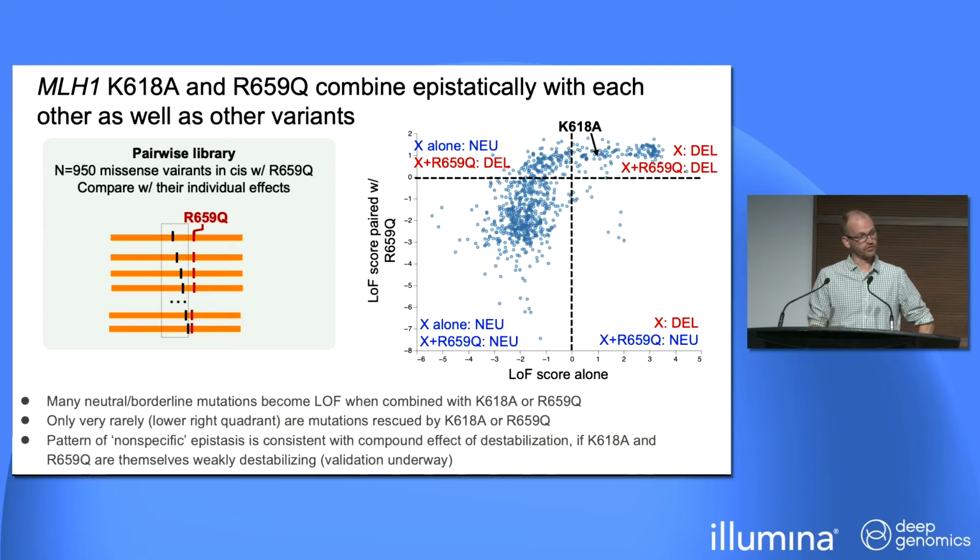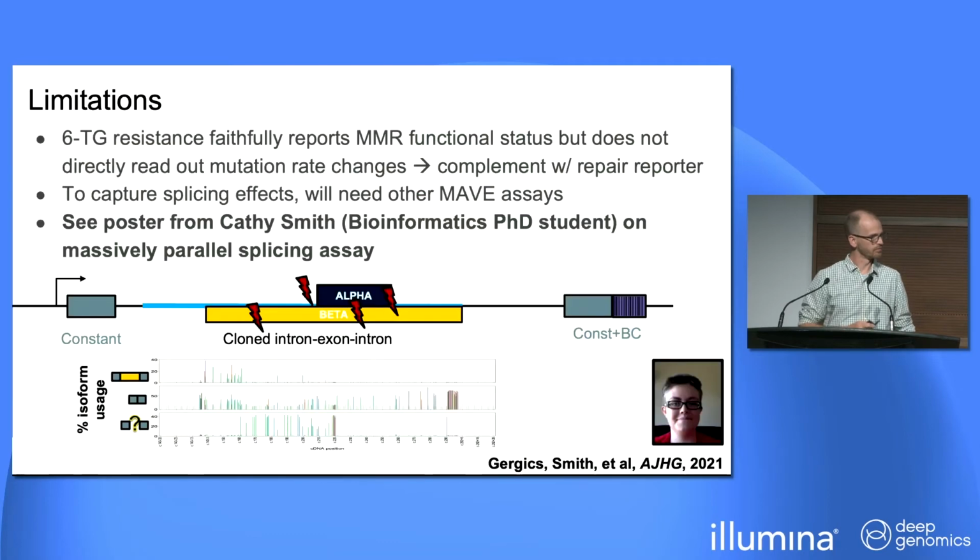What's interesting is we also see a handful, and I should mention K618A is up in that upper right-hand quadrant. So when we do this pooled assay, we recover that as a variant that is sensitized by the presence of R659Q. What's interesting is there's a couple of variants that go in the other direction. By themselves, they're individually deleterious. Those are on the lower right-hand quadrant. But when you add them together with R659Q, they're neutral. And interestingly, they are not simply in residues that are immediately adjacent to R659Q. So this could represent an example of allostery, something that we're looking into further.